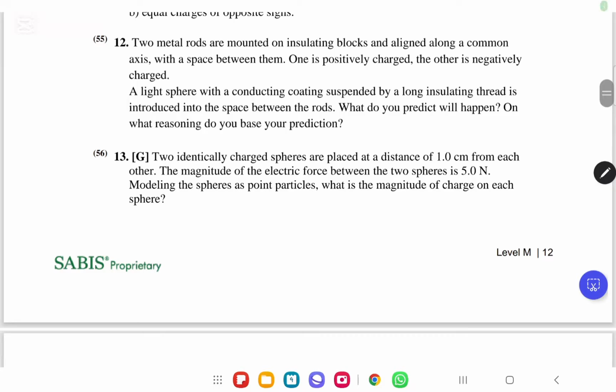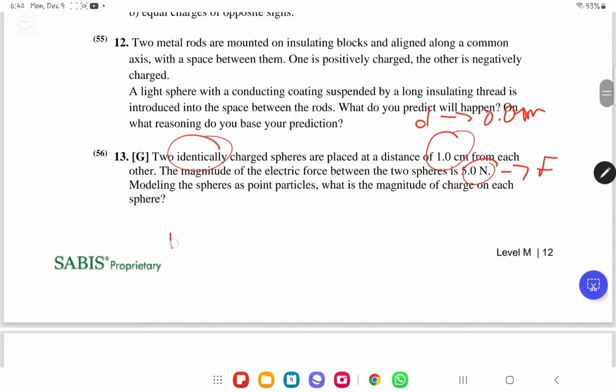Now, question number 13: two identically charged spheres are placed at a distance of 1 centimeter. This is the distance. We need to change it to meters, so it is going to be 0.01 meters from each other. The magnitude of the electric force between the two spheres is 5 newtons. So this is the force.